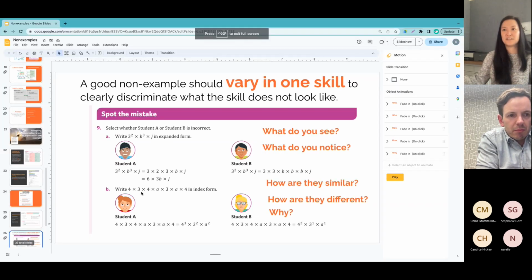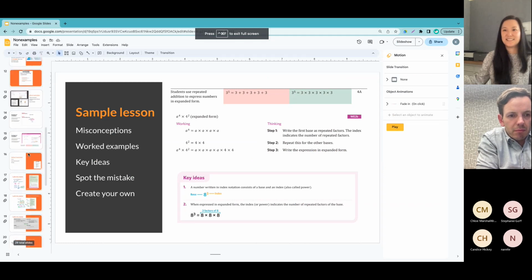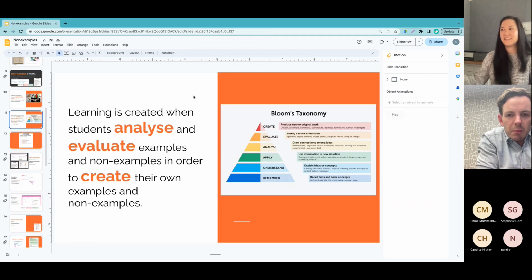Can pull that up for you. A little pyramid. Bloom's pyramid.